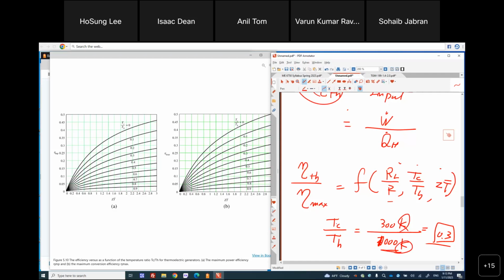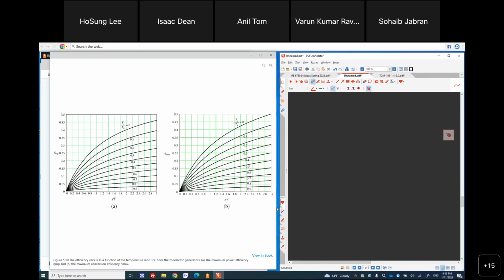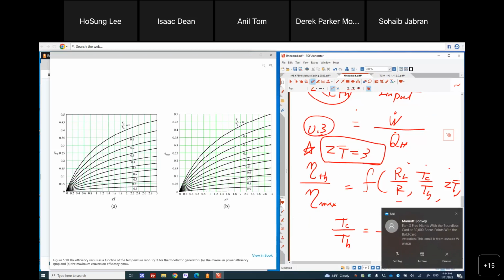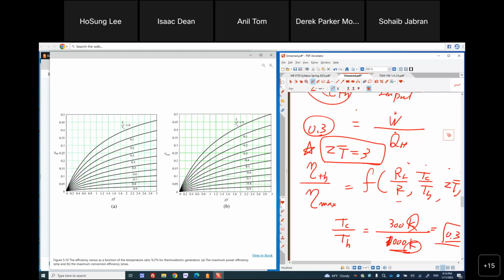So for technology, if GT is 3, wait a minute. If GT is 3 someday, 10 years later, when Stanford University develops it, smart students, then what would be the efficiency with the 0.3 temperature ratio? Can you look at it? What is the efficiency at 0.3?